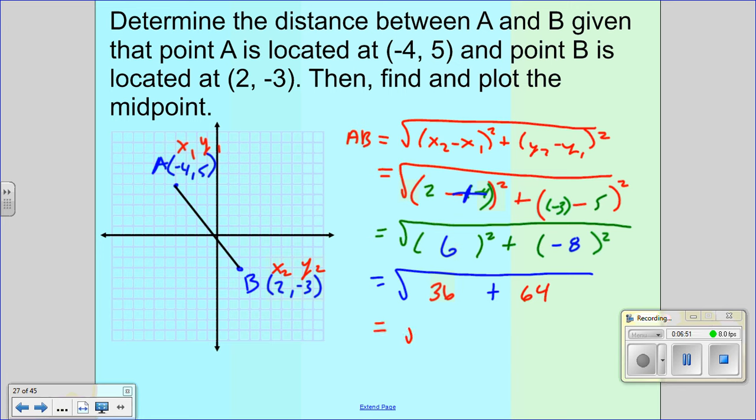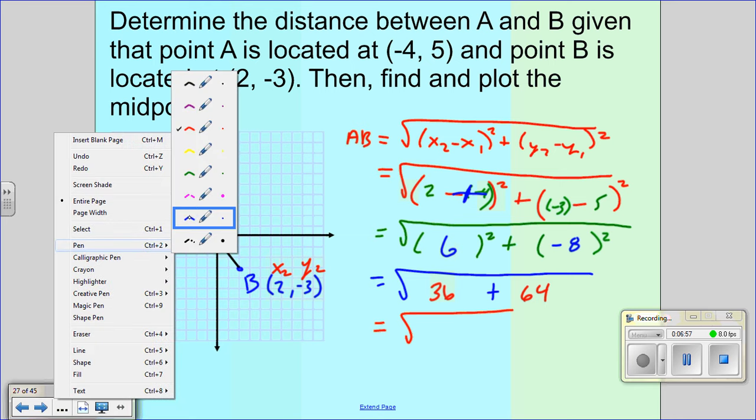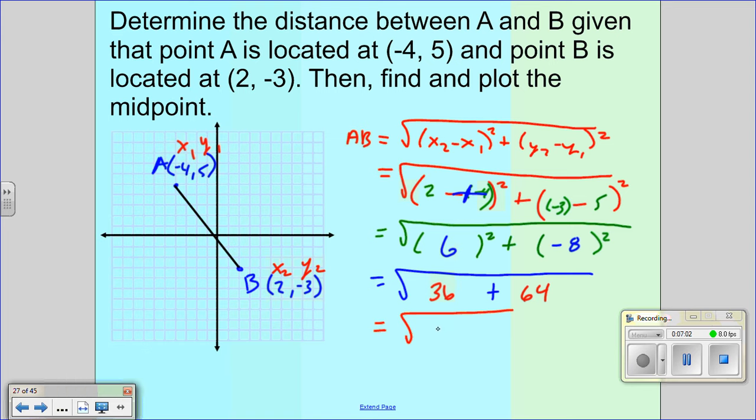Now the next stage, leaving the root still, you add 36 and 64, and you get 100. The final stage is to take the square root of 100, which is 10. I would definitely grab my calculator for that if you don't understand how square roots work. So the distance from A to B is 10. We've done what was asked of us, and that's how you would use the distance formula.